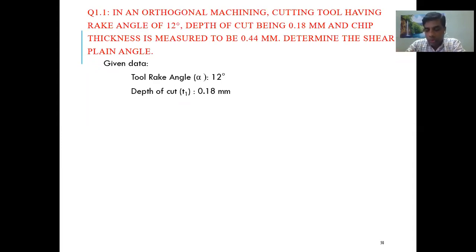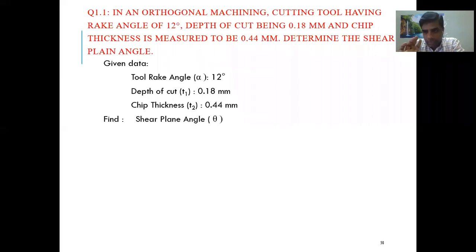So T1 is given as 0.18, and then the chip thickness. The chip thickness is the thickness of the chip that is produced, which is T2. T2 is given as 0.44 mm, right? So these are the 3 parameters given in your question. And what is it asking you to find? The given data is 3 parameters and it asks for 1 parameter, the shear plane angle, right? Whenever you're writing an exam, please write in this way, and then you can give your solution. Even if you don't mention it, the solution is not a problem. Then you can start your steps. So how do we find the solution now?